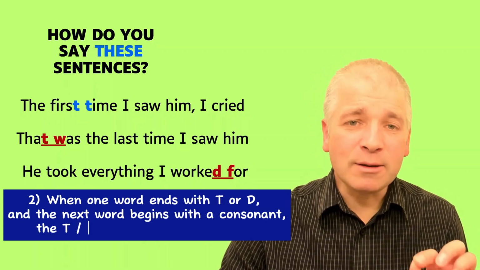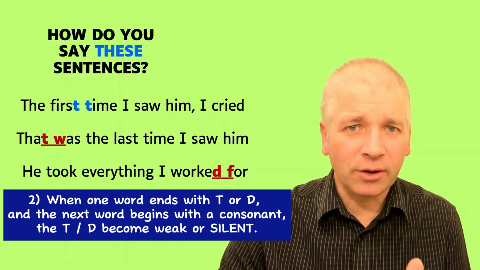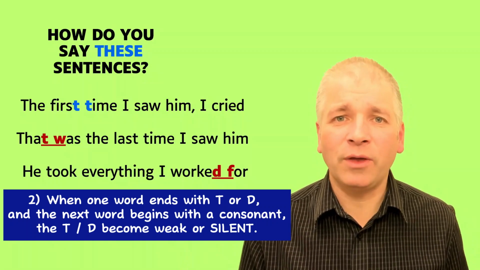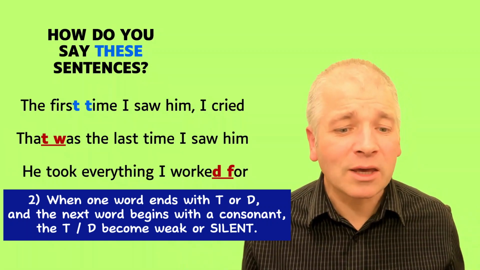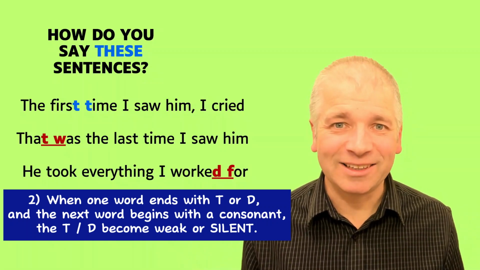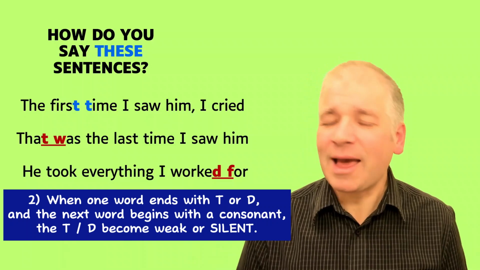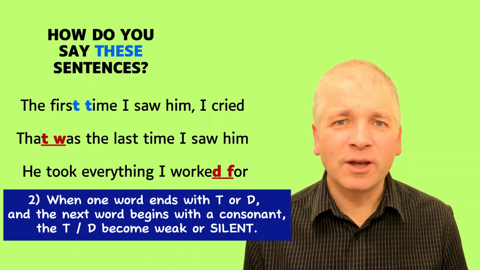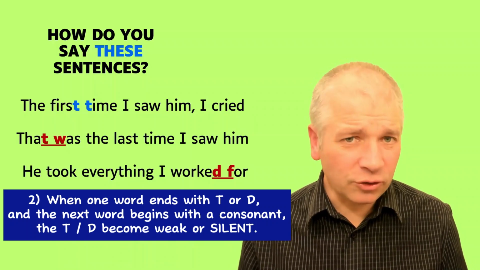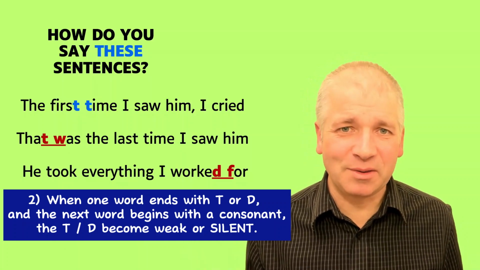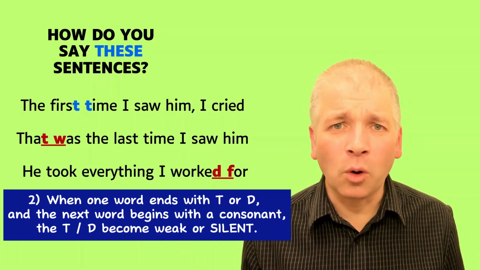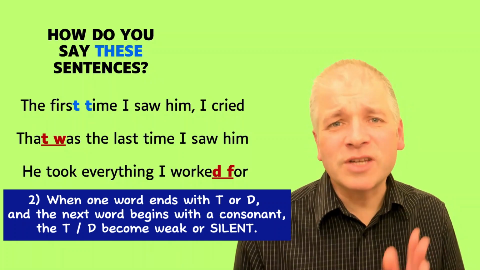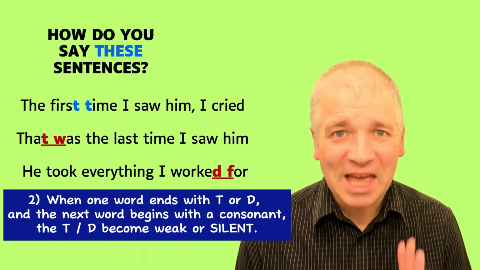When one word ends with T or D, and the next word begins with a consonant, the T and the D become very weak or disappear completely. Did you notice that? Did you notice how that became that? Not that was, but that was. And did you notice what happened with the second sentence? Not worked for, but work for. He took everything I worked for. The D was so weak we couldn't hear it.